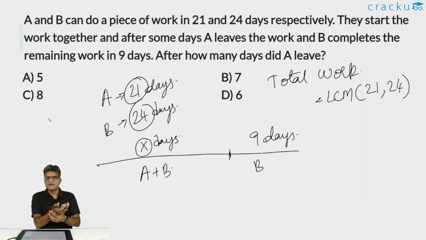We want this to be a multiple of 21 and 24. Then the calculations become easy. You can assume the total work to be any number. You can assume it to be 100 or 200 or 1000, any number. But we don't want fractions because fractions will just make the calculations more difficult. That is the only reason we are assuming this to be a multiple. And a least common multiple will ensure that it is a multiple of 21 and 24.